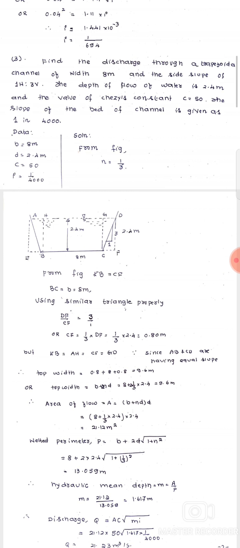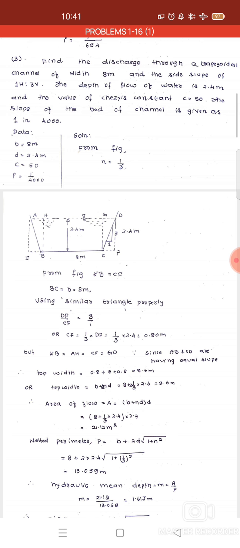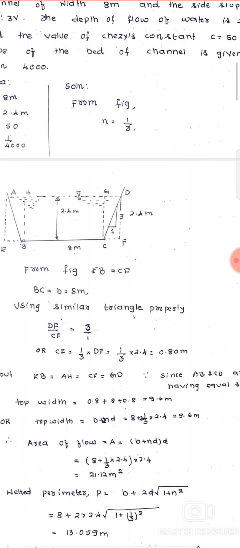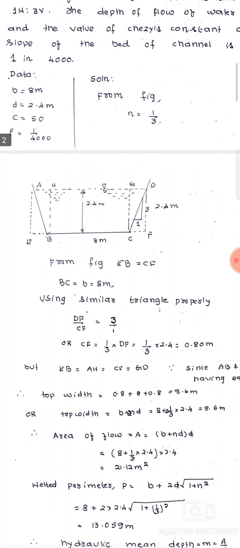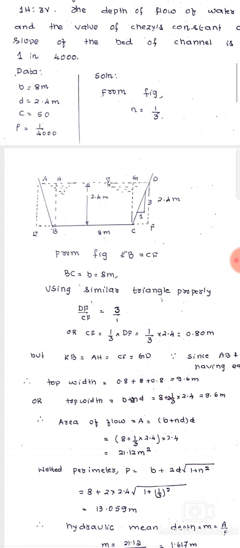Then B is equal to 8 meter, D is equal to 2.4 and C is equal to 50, as well as the bed slope is 1 in 4000. So we have to draw the sketch. We can see here in the sketch A, B, B, C, C, D. A to B is the side slope, as well as it is equal to C D. And we have the base width given as 8 meter. We have to find out the top width, that is A to D.